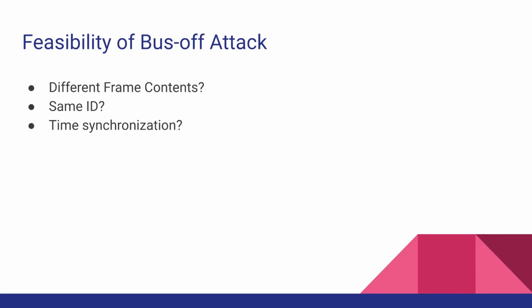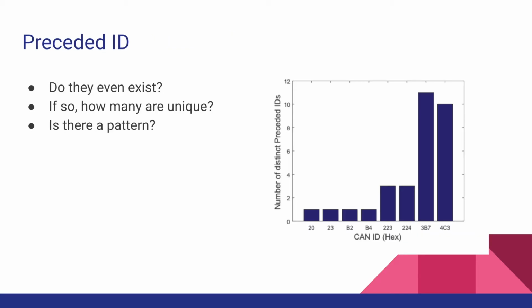But if we're thinking about this, how feasible is it really? Because what if the contents of the frames are different, or if the IDs aren't the same? And most importantly, the time synchronization, how can that really be achieved? So this introduces the idea of preceded IDs.